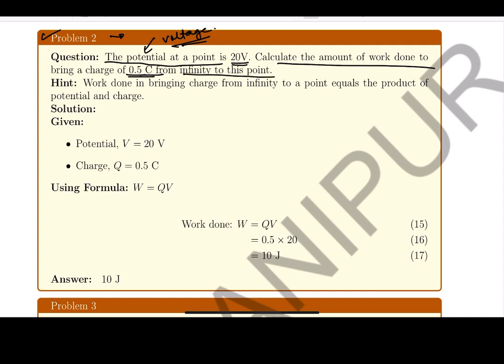Okay, so what is given? Given is potential, right? Voltage 20 volt and charge is given. What are they asking us? They are asking us to find out work done. So we need to find out work done.